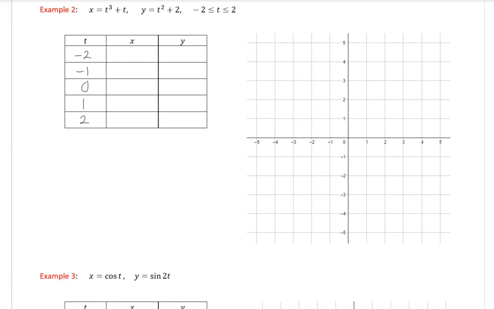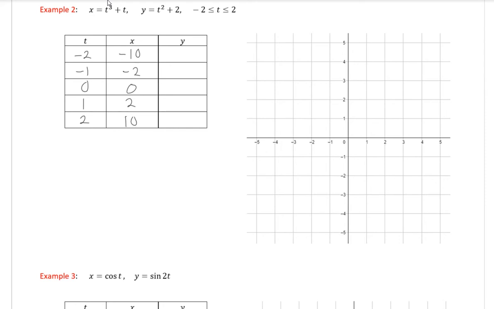Negative 2 cubed is going to give me negative 8 minus 2 is negative 10. There'll be negative 1 minus 1 is negative 2. 0, 0. 1 plus 1 is 2, and 8 plus 2 is 10.